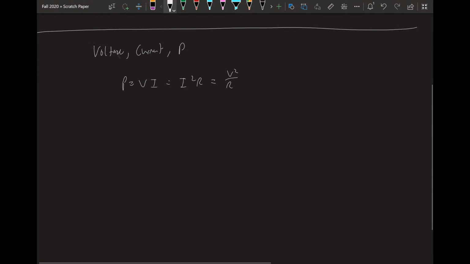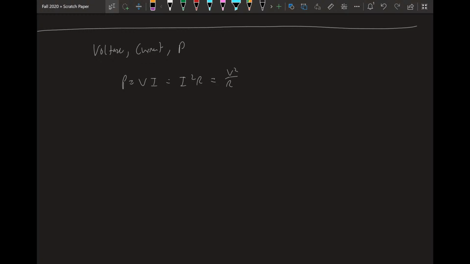Something important with power is called the passive sign convention. If you have a circuit element that has some voltage drop V across it, and the current I is going into the positive terminal, the convention is to call that power positive. However, if the current is going into the negative terminal, the convention is to call this negative power. It doesn't really matter which way you do it, but I think the textbook and most people use this convention.